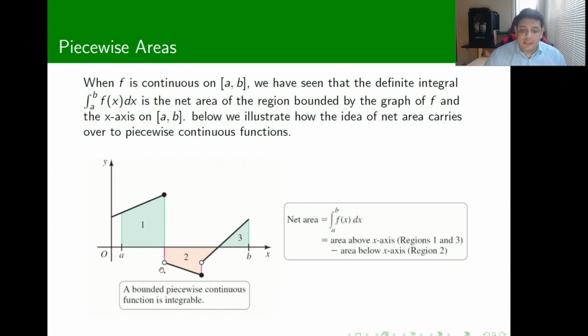The overall integral, the net area, is just going to be the integral from a to b of f of x dx, and that's going to be represented by the area above the x-axis, which is area 1 and area 3, or regions 1 and 3, minus the area below the x-axis, which is going to be here, region 2.